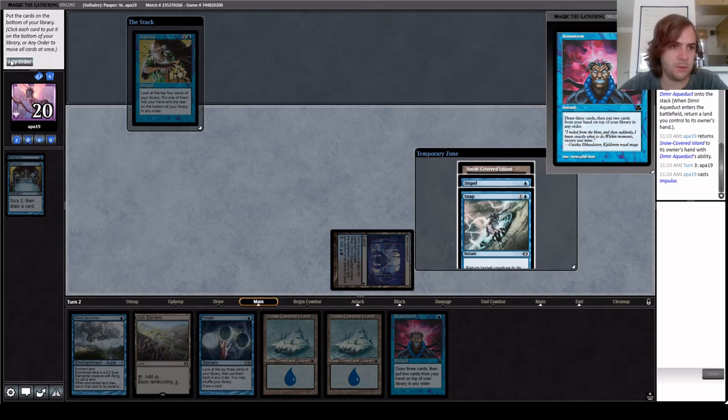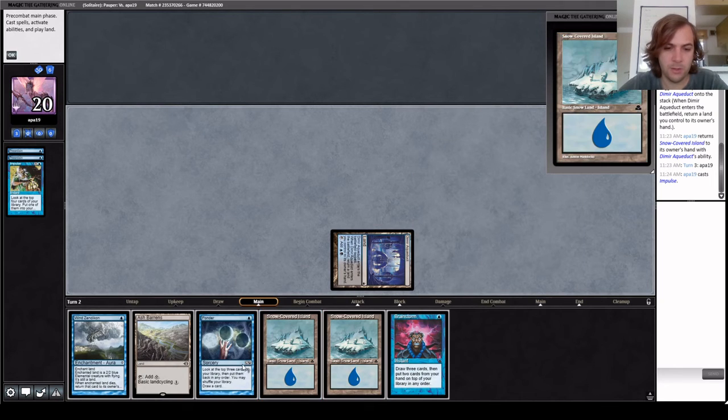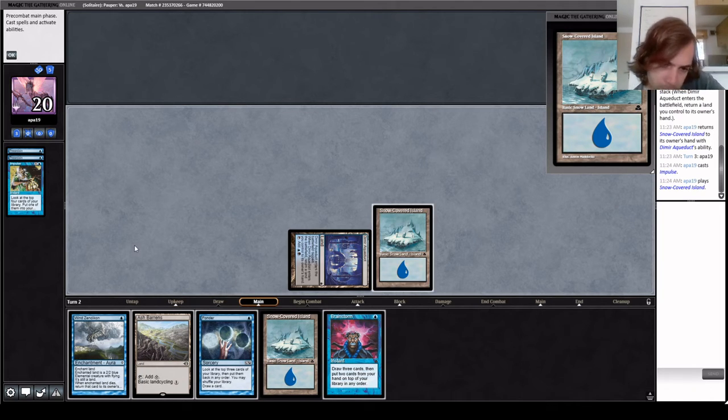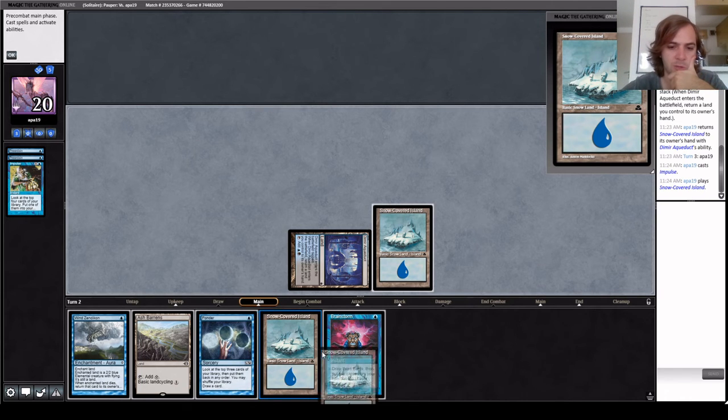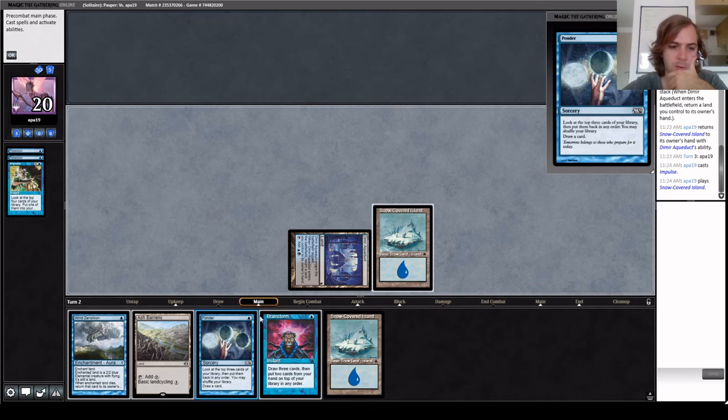And an interesting thing you can do here, for example, is either Ponder or Brainstorm now, and then on your upkeep shuffle. And I think I'm going to do that. I only have one card I want to shuffle, so I think I'm going to save the Brainstorm for now.